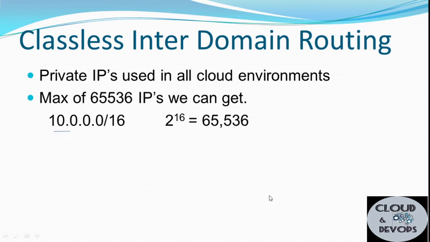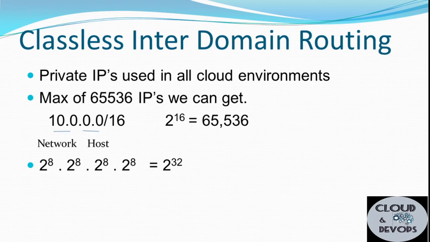So the first two octets are network and the last two octets are host. The host bits only we are going to use. Let me tell you about the octets. There are 4 octets. An octet means 2 power 8. So 2 power 8 plus 2 power 8 plus 2 power 8 plus 2 power 8, which is 2 power 32. So 2 power 32 IPs overall we will get, but we are going to use only these two host octets, which is 2 power 16. The IPs we are going to get is 65,536 IPs.